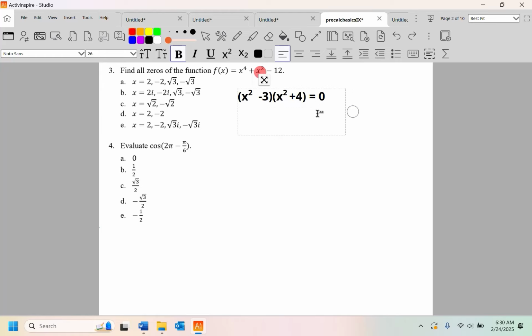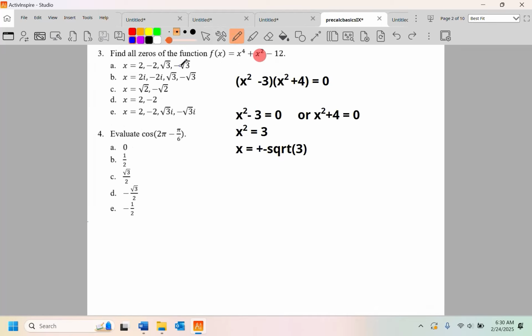And now we're just going to use the zero product property. x squared minus 3 is 0. Or x to the second plus 4 is equal to 0. All right, so we take this one and add 3 to both sides. And that would make x plus or minus the square root of 3. So looking for that one means not C, not D, not E.